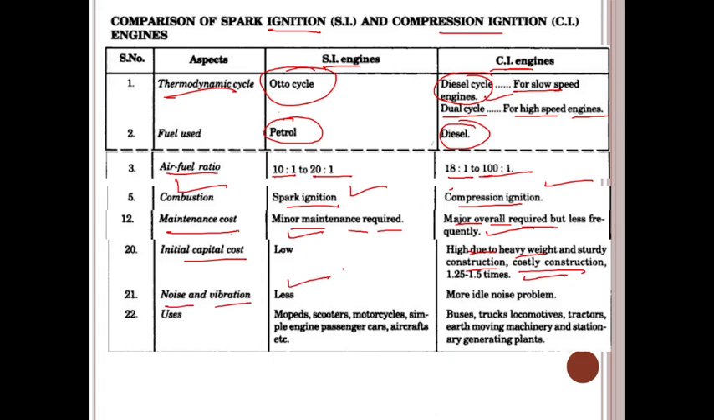Noise and vibration are less here. Here there is more idle noise problem. Uses: moped, scooter, motorcycle, small engines, passenger cars; and for CI, aircraft, buses, trucks, locomotives, tractors, earth moving machinery, and stationary generating plants.